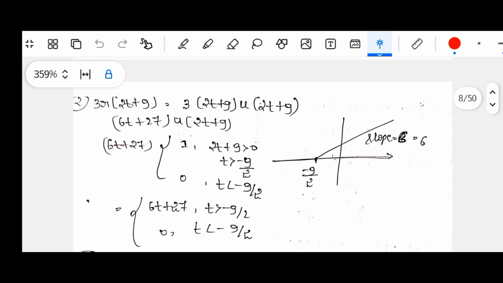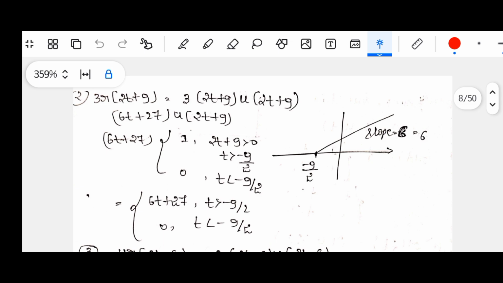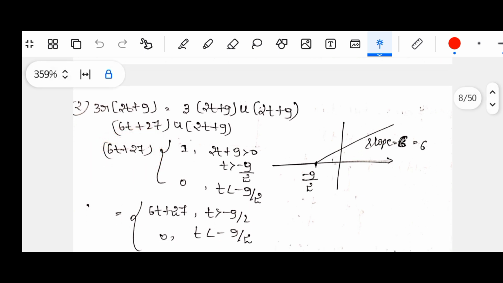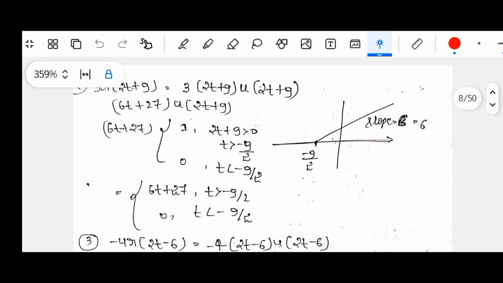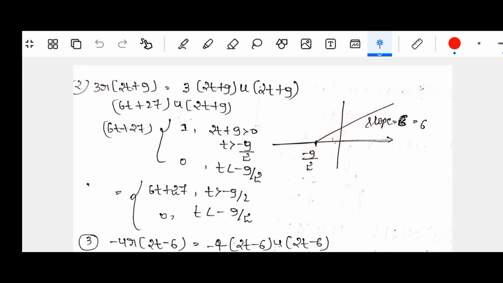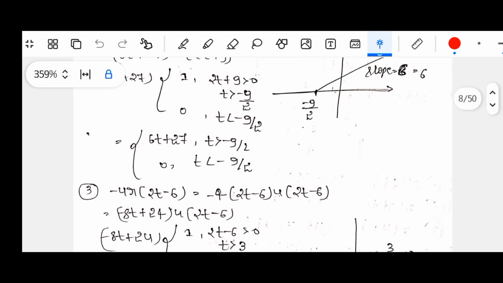Next, 3 into r of 2t plus 9. Write in ramp signal: 3 into 2t plus 9, u of 2t plus 9. Multiply this 3 with 2, you will get 6t plus 27, u of 2t plus 9. Take this 6t plus 27 outside. Next, equate this equation: 2t plus 9 equal to 0 means t will be less than minus 9 by 2. So we are plotting at minus 9 by 2. Along it the slope will be 6. We will have positive 6. Therefore the slope will be positive 6.